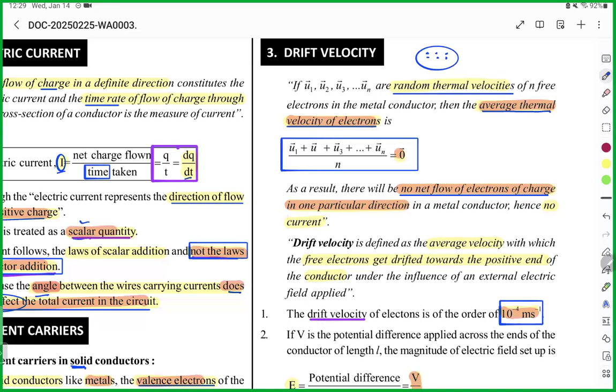But if you take an individual particle, for example one electron, this one electron moves in a particular direction like this. It drifts, it moves with some speed, and this velocity is the drift velocity. What is the value? Very, very less, 10 raised to power minus 4. That means about 0.1 millimeter in 1 second, negligible. The net movement of the electron is very less.